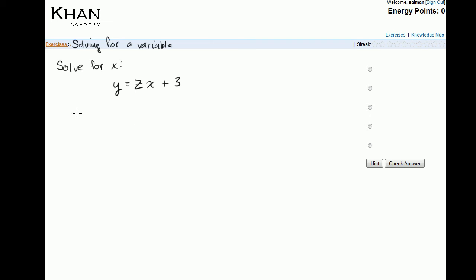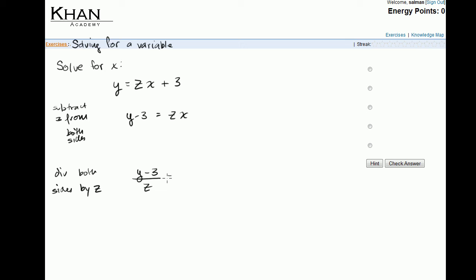So the first step, you'd say, subtract 3 from both sides. And it would be y minus 3 is equal to zx. And then you'd say divide both sides by z. And so you'll get y minus 3 over z is equal to x. So the choices here, you'll have your correct choice, x is equal to y minus 3 over z.